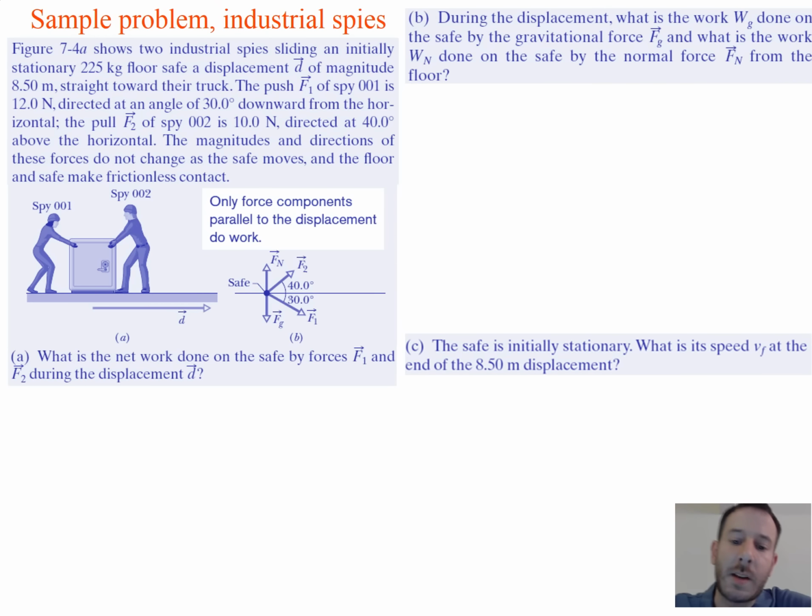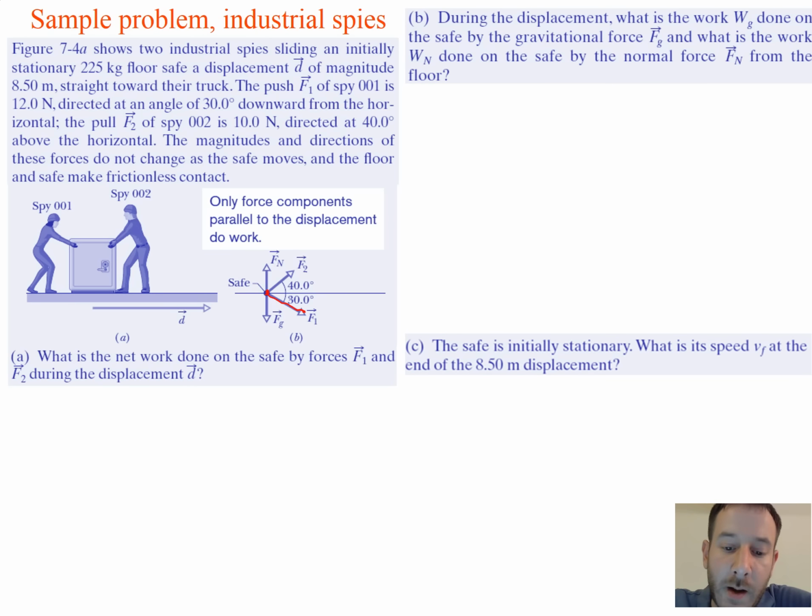The figure shows two industrial spies sliding an initially stationary 225 kilogram floor safe a displacement d of magnitude 8.5 meters, straight toward the truck, so that's to the right. The push F1 from spy 001 is 12 newtons. If we look at a free body diagram, we need to remember that she's actually pushing down on it, so the arrow starts in the middle and goes down and to the right, at an angle of 30 degrees down from the horizontal.